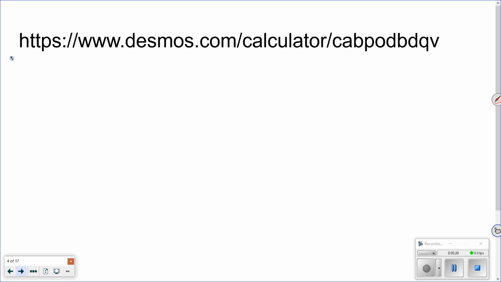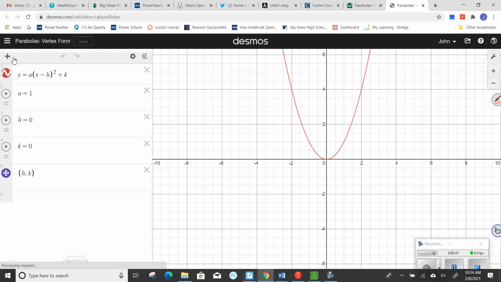To do that, we're going to use another Desmos calculator, similar to what we did on the last one. So if you want to pause the video, go to this website, pull up the Desmos, and then come back and we'll go through and do these transformations. All right, so this is what it should look like right here. We'll refer back to this as we go through this.